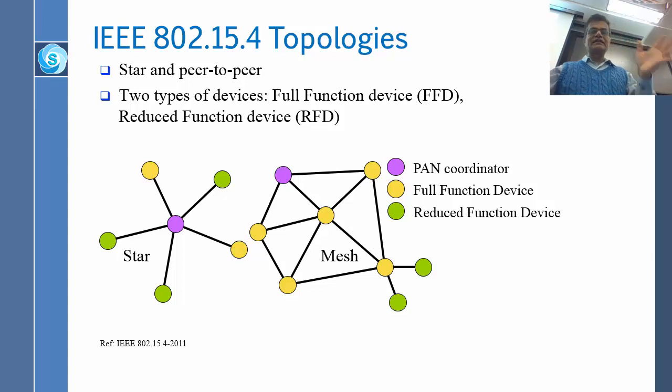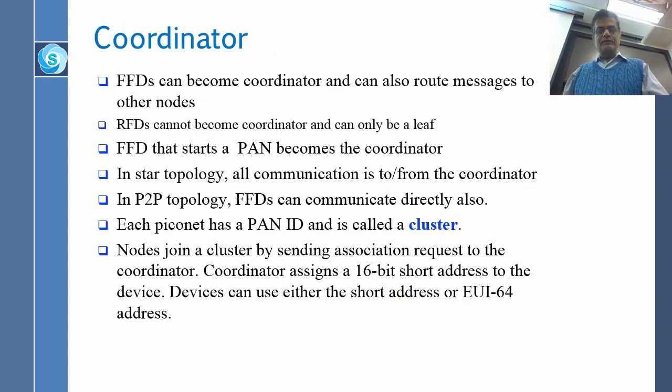Alright, so now you understand the difference between a star and the mesh, or the star and peer-to-peer, and you understand the difference between RFD and FFD. Right? And you understand the difference between FFD and coordinator. So, what does coordinator do? Any FFD can become a coordinator. So, when a network is formed, everybody says, okay, I want to become a coordinator, I want to become a coordinator, and then we elect one coordinator.